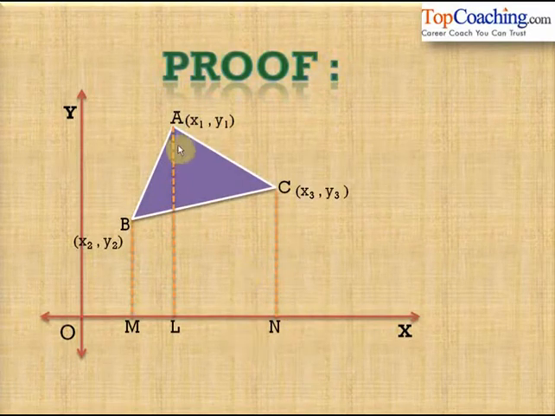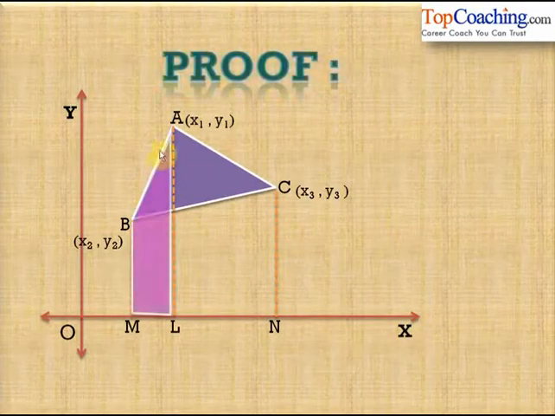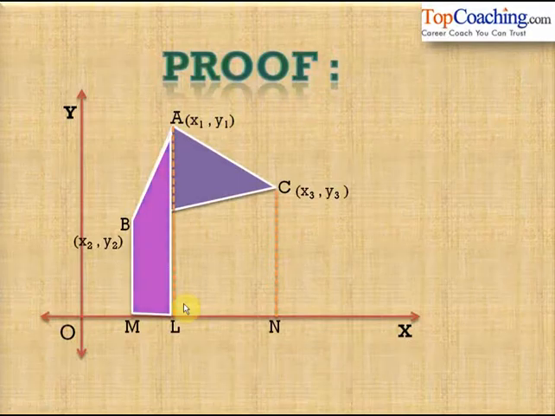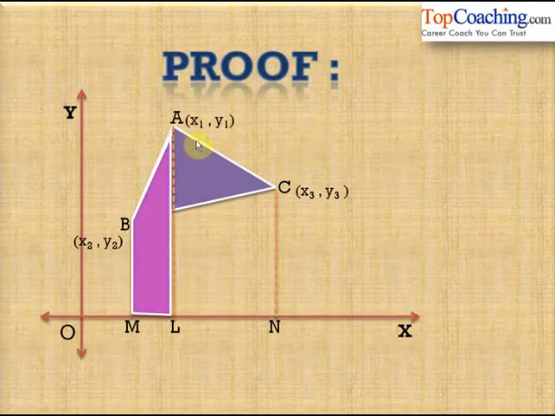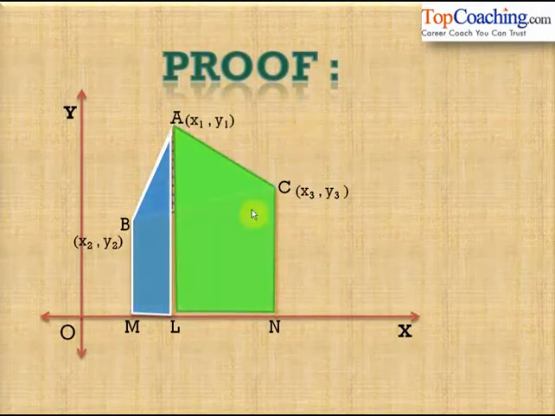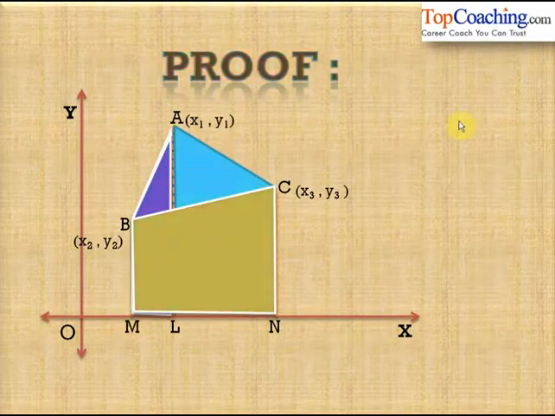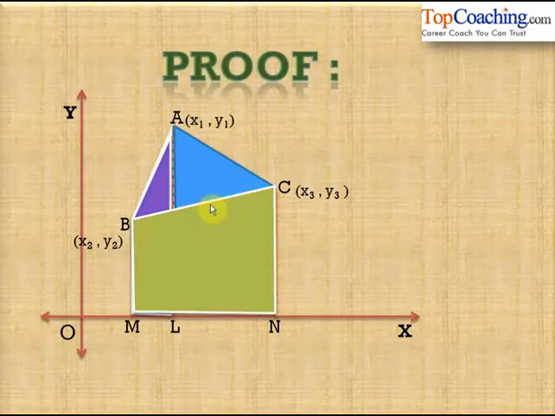So CN, AL and BM are the perpendiculars on the x-axis. Now let us consider this trapezium ABML. Similarly, consider this trapezium ACLN and also this trapezium ACNM. Now what's so special about these trapeziums?